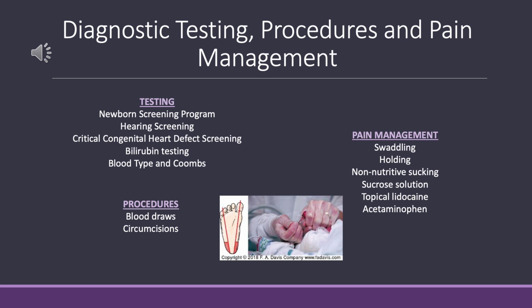Blood type and Coombs testing is done usually off of cord blood, but that's done for the infants of mothers who are negative blood type to determine whether the mother needs to receive more RhoGAM. It's also done sometimes when there's hyperbilirubinemia to eliminate any blood incompatibility as an issue or cause of the jaundice.